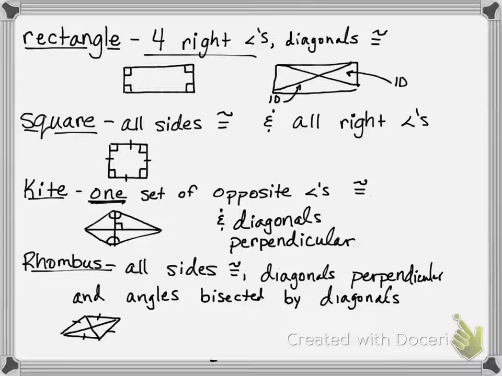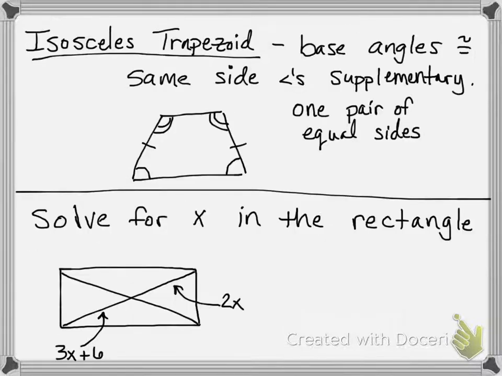On a rhombus, all sides are congruent and the diagonals are perpendicular. And also the diagonals bisect the angles, so you know that these angles are equal to each other. You also know that those make a right angle in the middle. Okay, so just some review of that vocabulary.